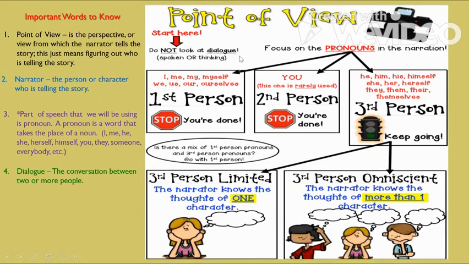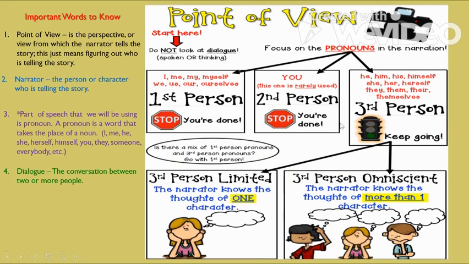It says do not look at dialogue, and that's spoken words or the characters thinking. Once we go through, and you'll see if you mark through those, then you'll be able to focus on the pronouns, and then that will help you determine the part of speech. First person part of speech, you're going to be looking for I, me, my, myself, we, us, our, and ourselves.